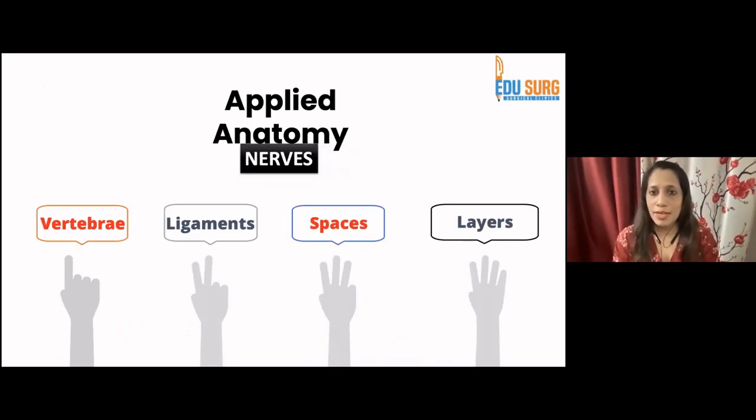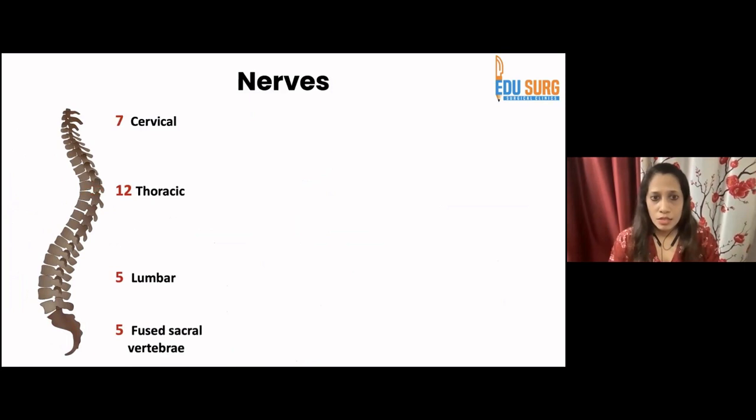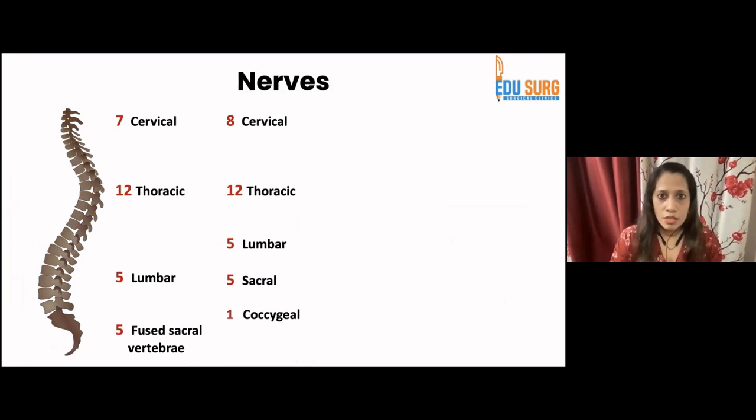So our discussion cannot end here because we need to talk about the nerves, because those are the most important structures we want to block for anesthesia or analgesia. So we are already familiar with this diagram. There are 7 cervical, 12 thoracic, 5 lumbar, and 5 fused sacral vertebrae. What about the nerves? We have 8 cervical, 12 thoracic, 5 lumbar, 5 sacral, and 1 coccygeal nerve.